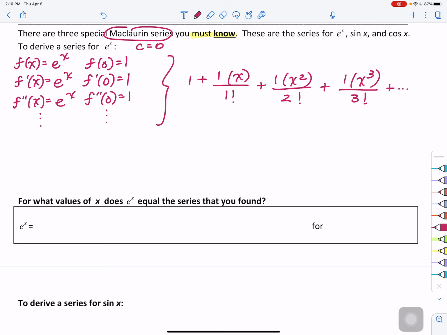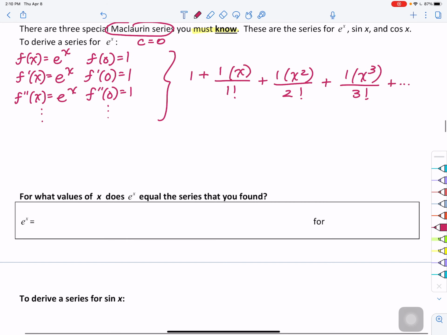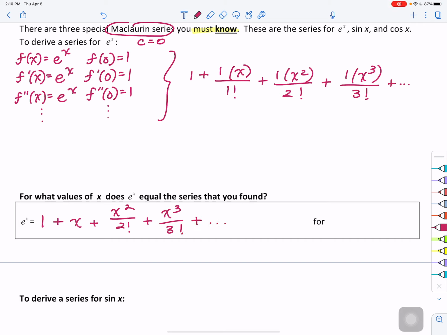So, what do we see? For what values of x does e to the x equal the series that you found? We could write this as 1 plus x, plus x squared over 2 factorial plus x cubed over 3 factorial plus dot, dot, dot, plus, what do you notice, x to the n over n factorial. And this is for any x value between positive and negative infinity.